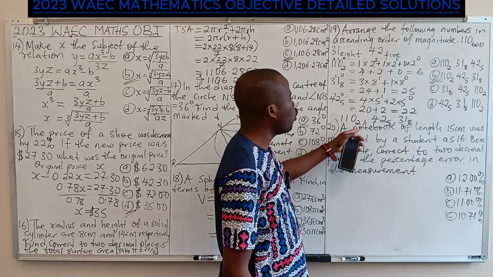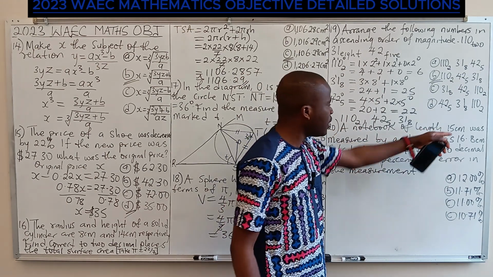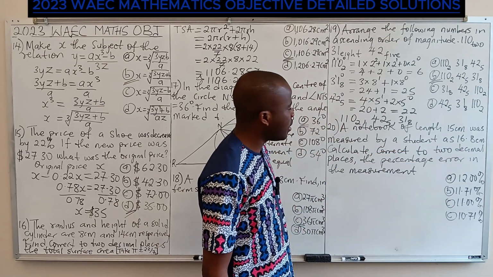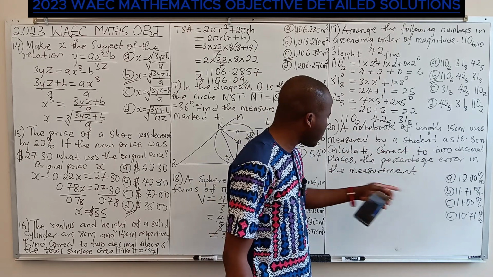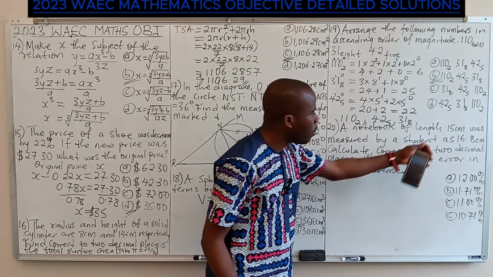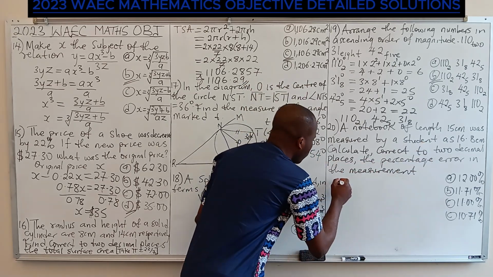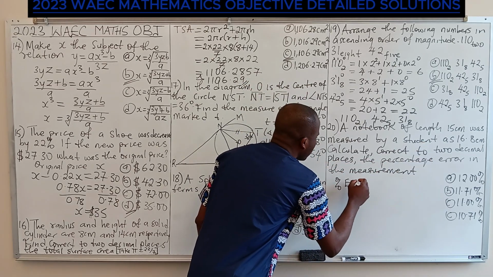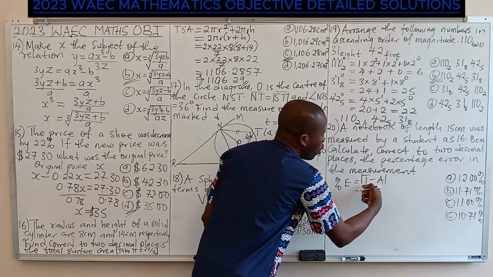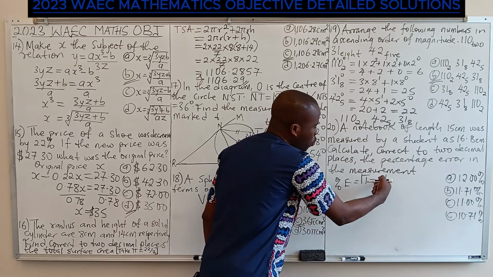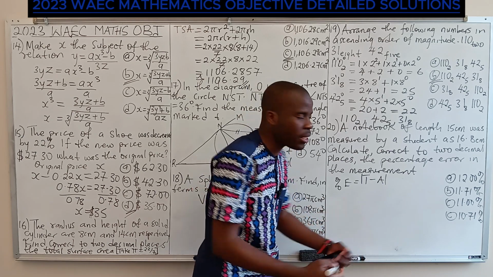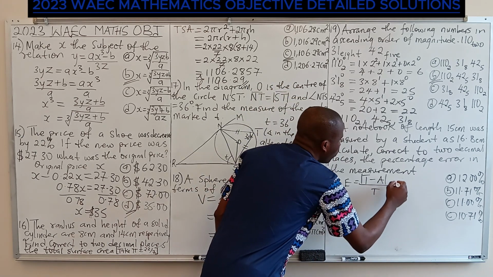Question 20 says, a notebook of length 15 cm was measured by a student as 16.8 cm. Calculate, correct to 2 decimal places, the percentage error in the measurement. Now, what's the formula for percentage error? The formula for percentage error is true value minus approximated value in absolute value. So any of them can come first. You can use approximated value minus true value because we don't want to have a minus answer, over the true value, times 100.